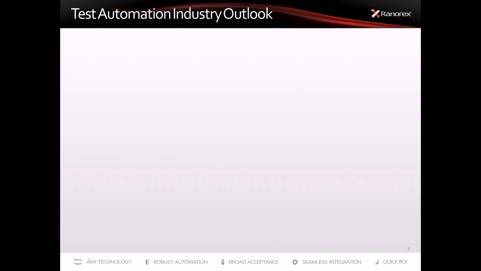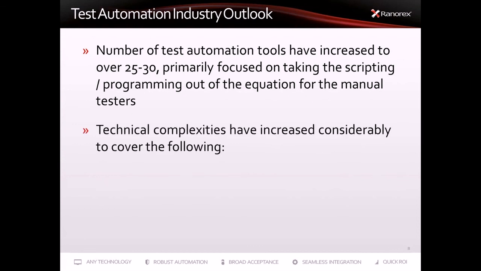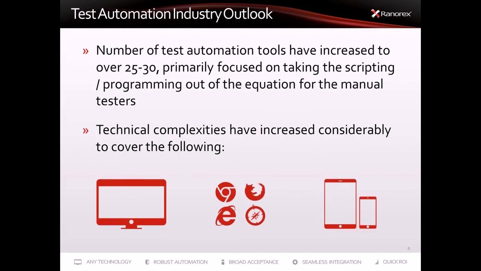So, an outlook for this. The number of test automation tools has increased to over 25-30, primarily focused on taking the scripting and programming out of the equation for manual testers. Instead of just desktop applications, now we take a look at desktop, web, and mobile.